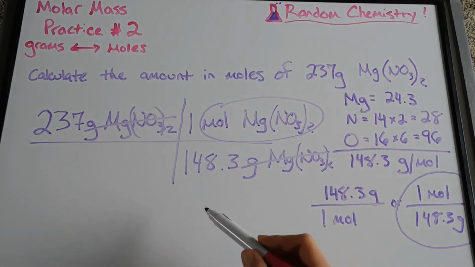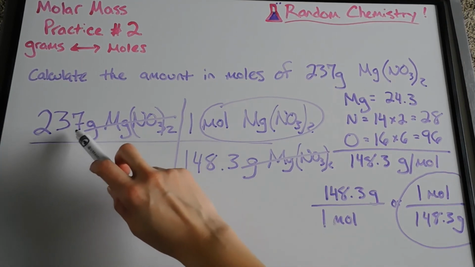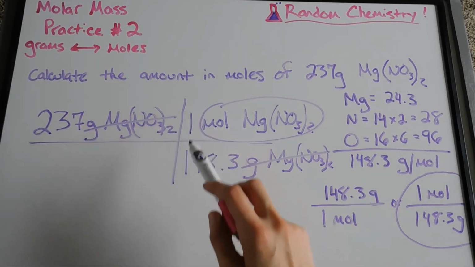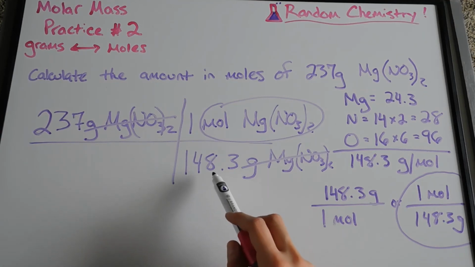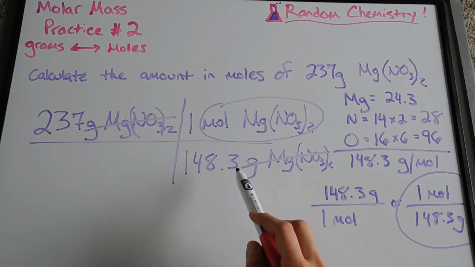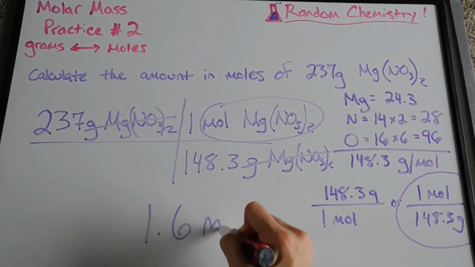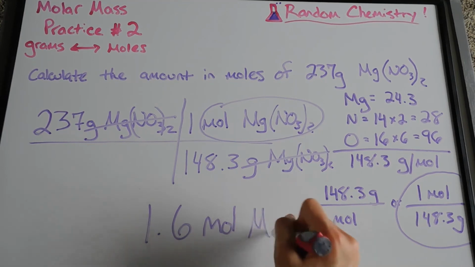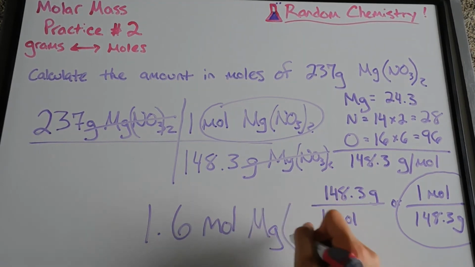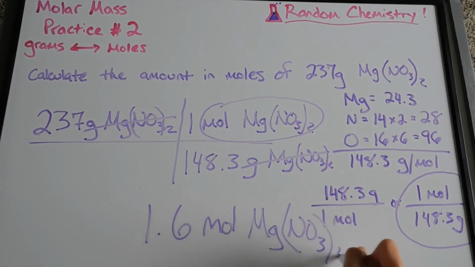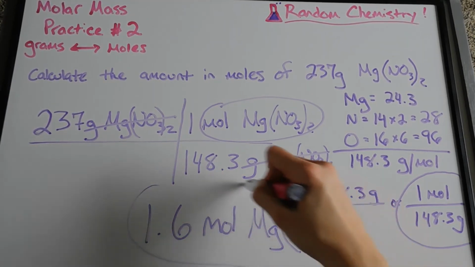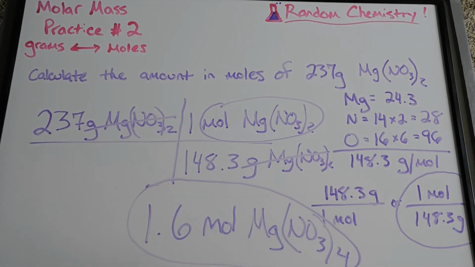So now I plug this equation into my calculator: 237 times 1 divided by 148.3. When you put that in your calculator, that's going to give you 1.6 moles of Mg(NO3)2. So that's your answer. Sorry, my board is small. So this is how many moles I have. I have 1.6 moles in 237 grams.